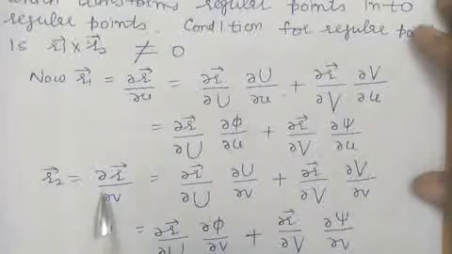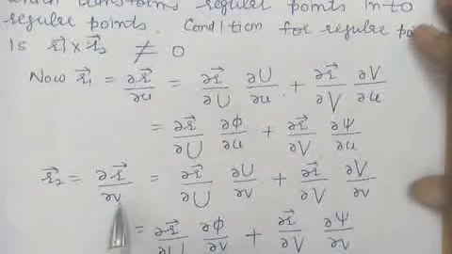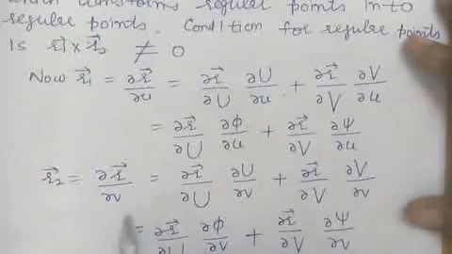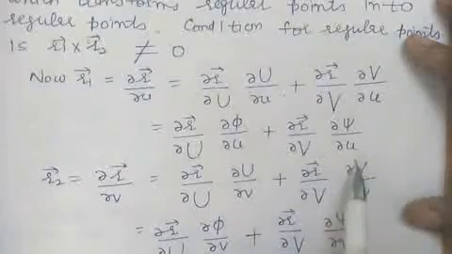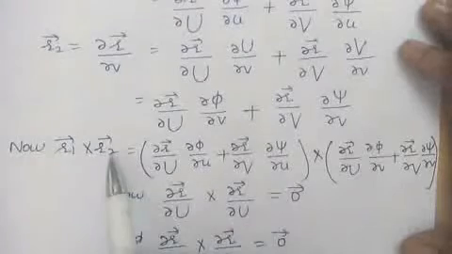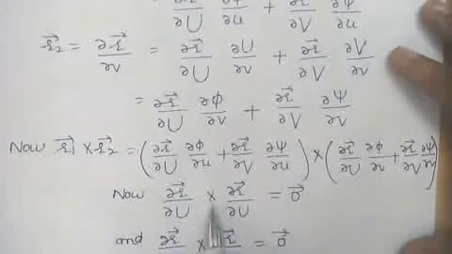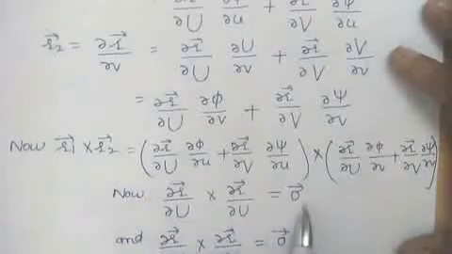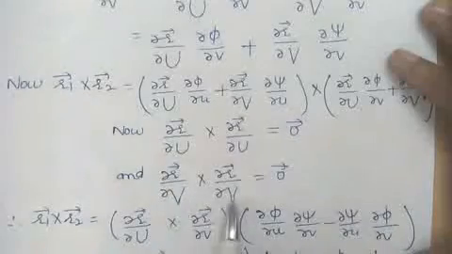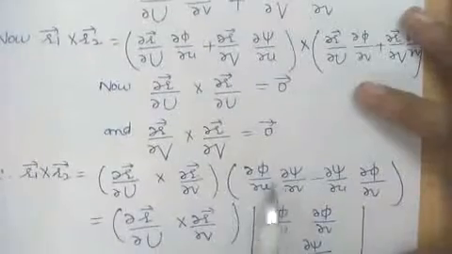Vector r2 means partial derivative of vector r with respect to the parameter v. So again by definition we can find the partial derivative of vector r with respect to v, and substituting the values of capital U and capital V, which are phi and psi respectively. Now let us find r1 cross r2. If we find r1 cross r2, we can see the cross product of curl r by curl u with itself, that is 0 vector, and also the cross product of curl r by curl v with itself, that is also 0. So r1 cross r2 will reduce to this form.